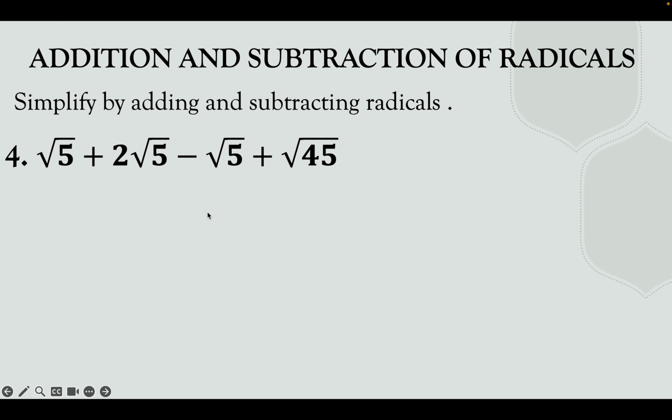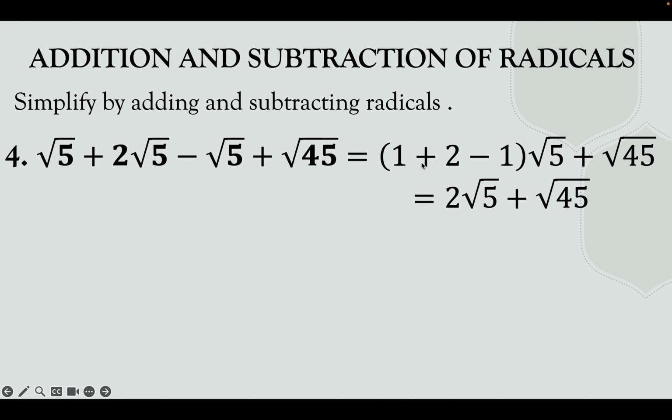So simplify this one, class, because they have the same index and radicand. They are like radicals. So we have 1 here, we have 1 here, plus 2, minus, we have 1 also here, square root of 5, plus square root of 45. So we have 1 plus 2, we have 3 minus 1, we have 2 square root of 5 plus square root of 45. So we just need to factor.